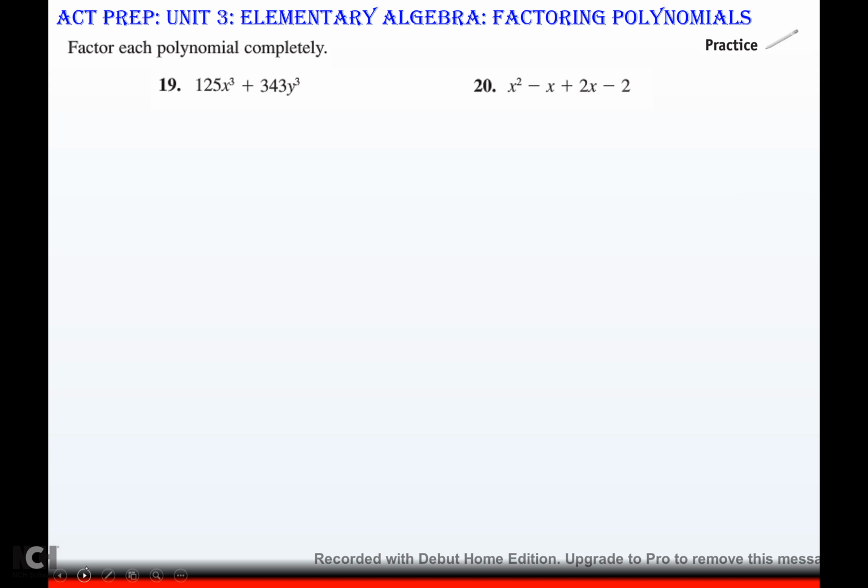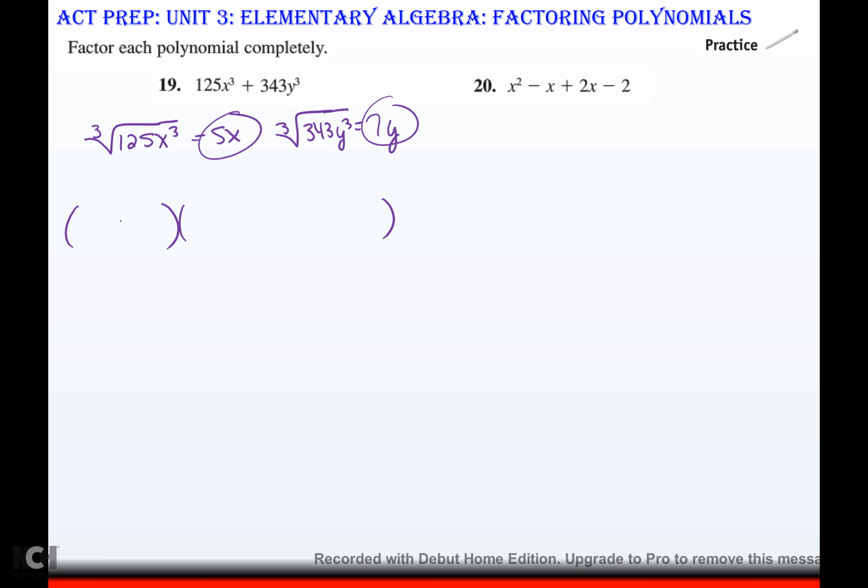We got sum of cubes. So see if they're perfect. I got the cube root of 125x cubed, which would be 5x. I have the cube root of 343y cubed, which is going to be, what was it, 7. I just typed it in the calculator. Okay, so they are perfect, which means I can go binomial, trinomial, plus, minus, plus.